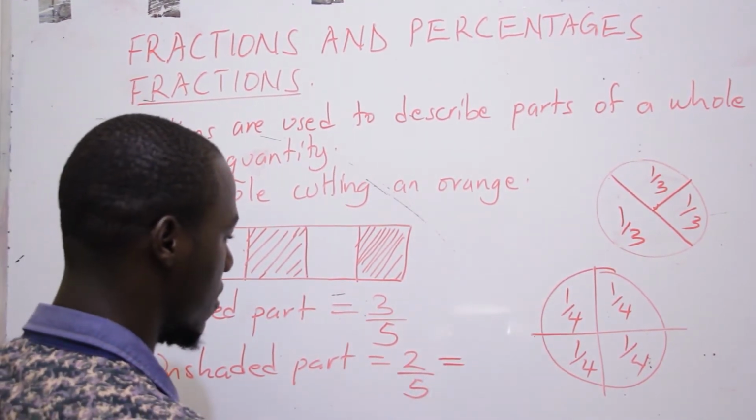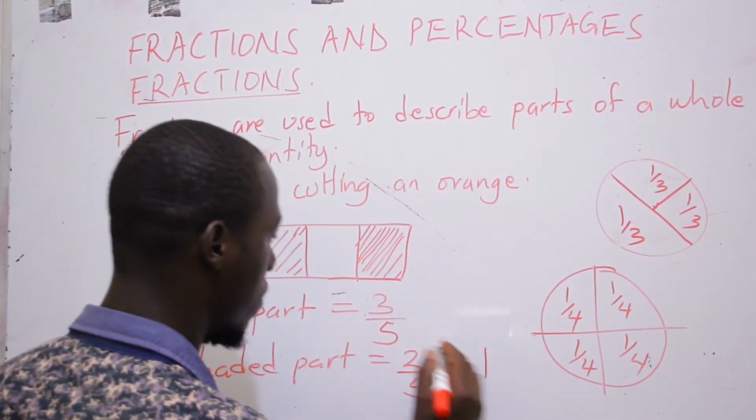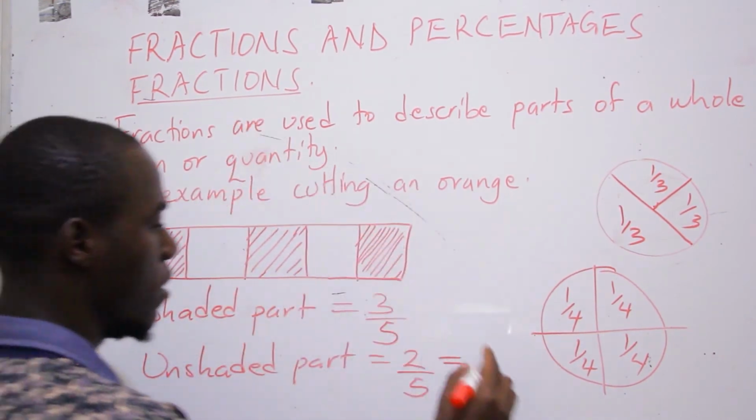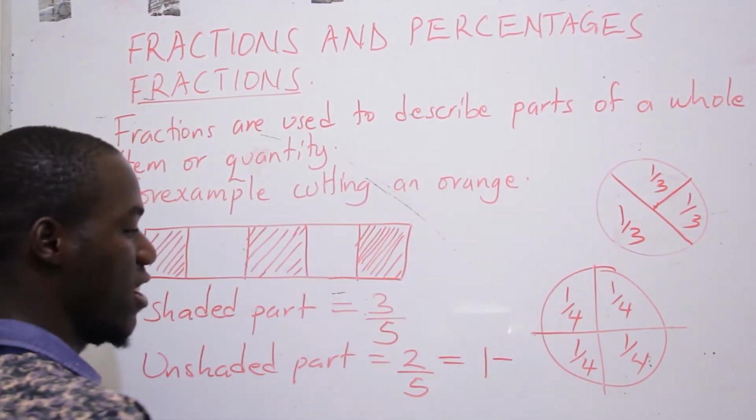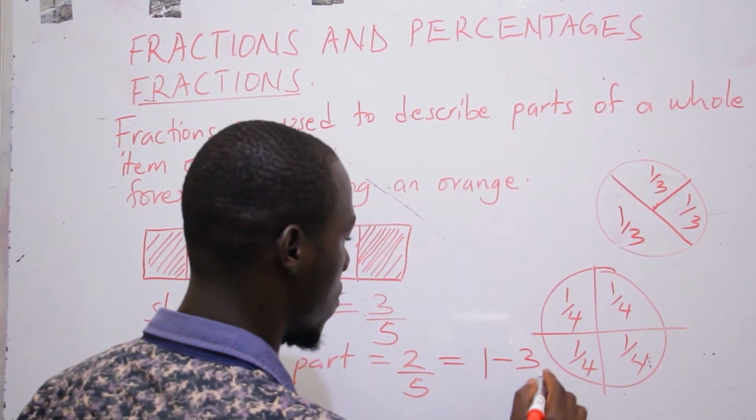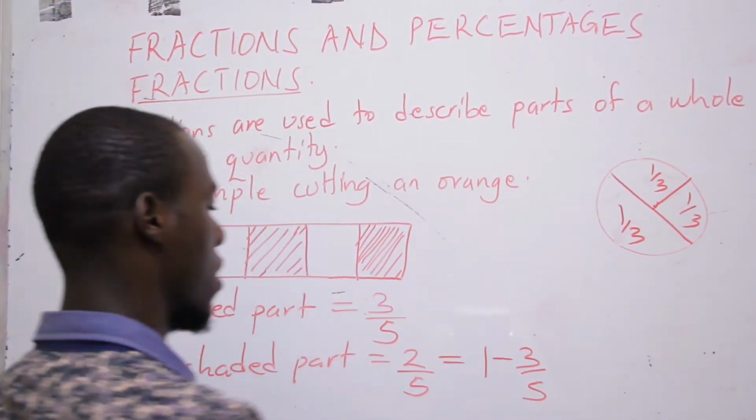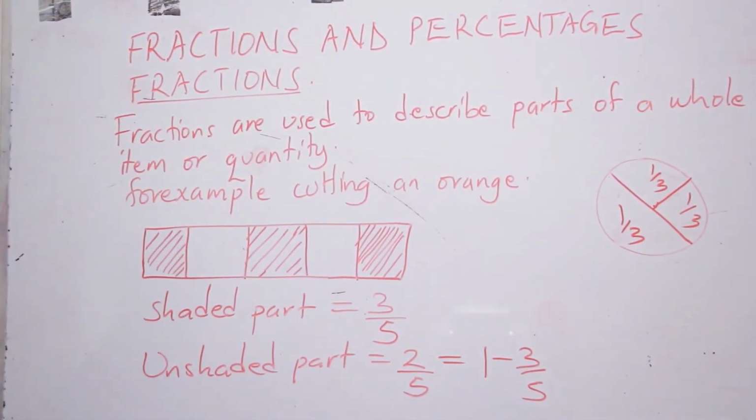Or we can get this unshaded part in an alternative way. This is the same as getting the whole rectangle, minus the shaded part, which is 3 all over 5, to get 2 all over 5.